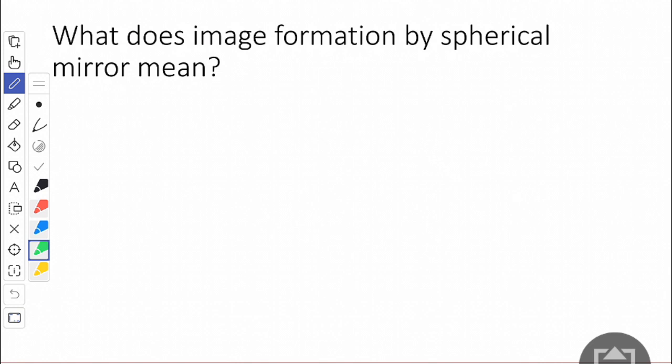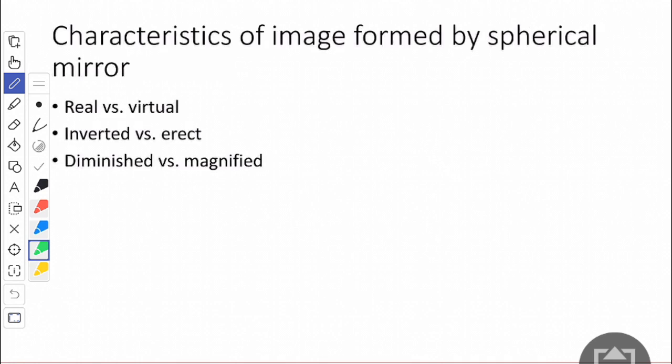Okay. So image. What does image formation by a spherical mirror mean? We have discussed this. Image formation is where the rays either meet or they appear to meet. So I will skip this, we've already discussed it. Characteristics of image formed by spherical mirror. Real versus virtual. I will not tell you, I want you to tell me.